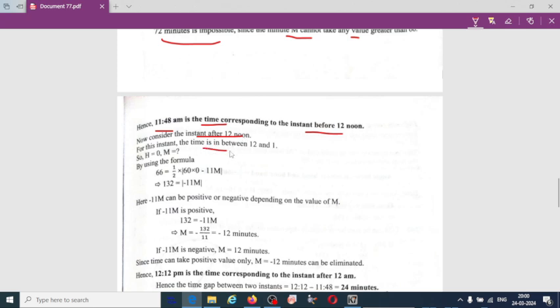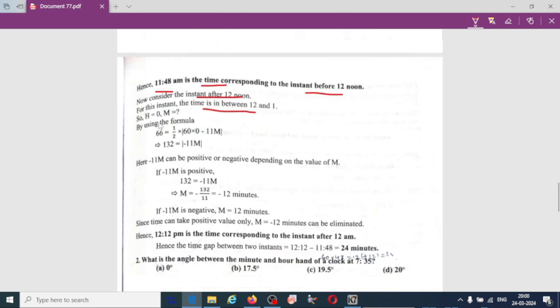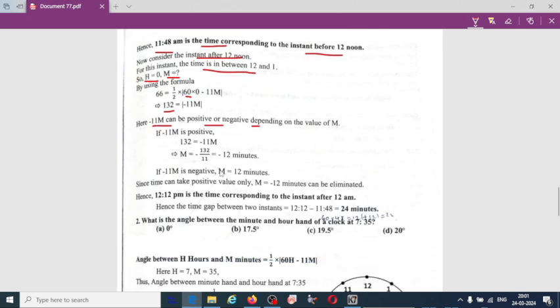For this the time is between 12 and 1. So 12 and 1, as we have noted, the hour h is equal to 0, and the minute we should calculate. So here also this m may be positive or negative. So 66 degree into 132, 1 by 2 is here. So minus 11, this is going to be 0. M minus 11 can be positive or negative depending on the value of m.